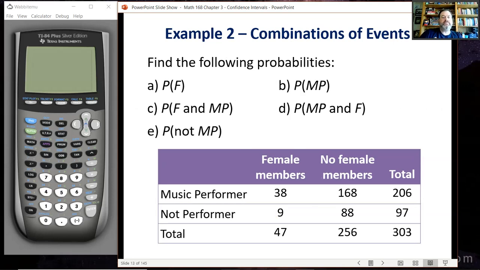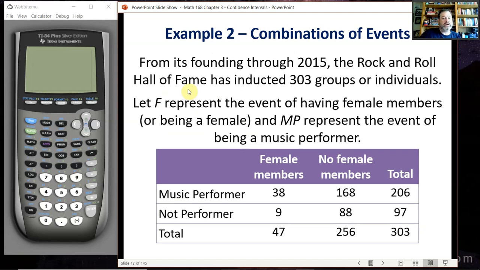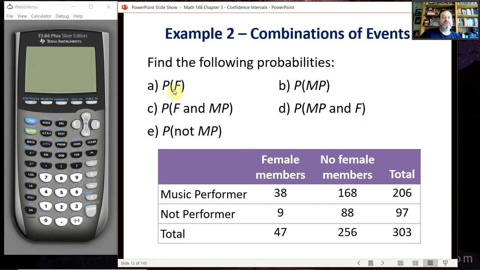All right, so now let's compute some probabilities. So find the following probabilities. So look at what we're given. We're just given PF. What does that mean? Well, this means the probability of F. What's F? Got to go back and check. The event of having female members or being a female. So what's the probability that if you select a member of the Rock and Roll Hall of Fame at random, that you get one that is female or has female members?